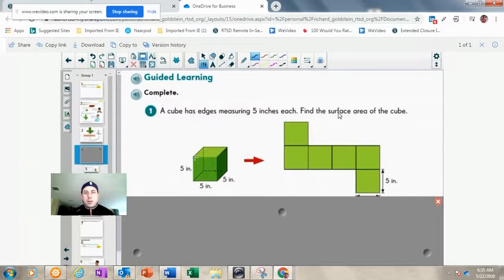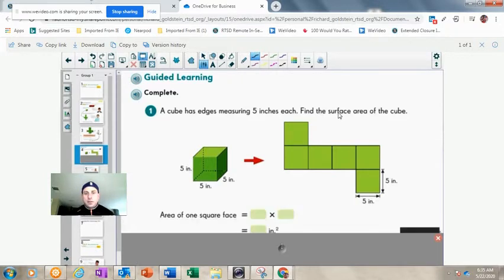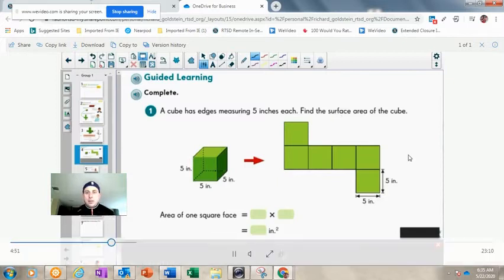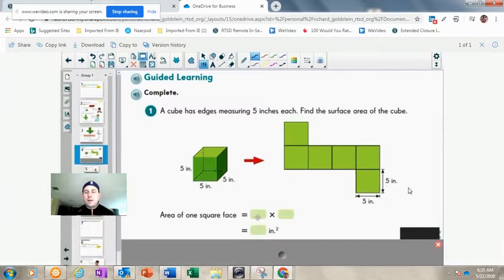You've got the cube, you've made it into a net. You could find the area of each face of this cube and then multiply that once again. Because each face is congruent, you would multiply that by 1, 2, 3, 4, 5, 6. 6 faces. Okay, six squares at 5 by 5 each.